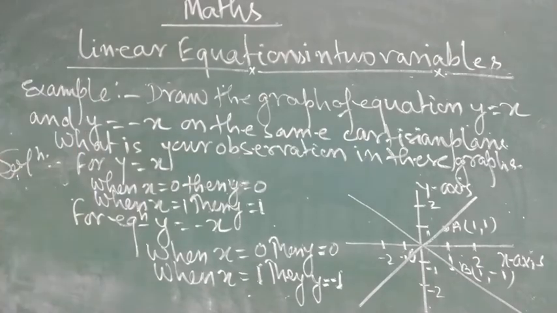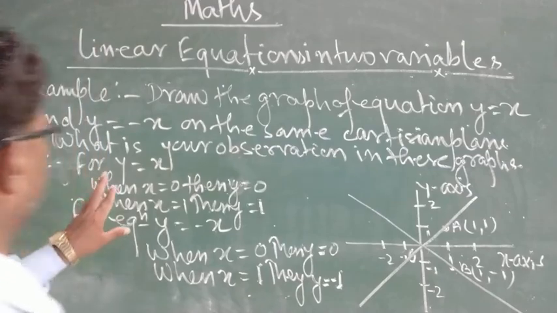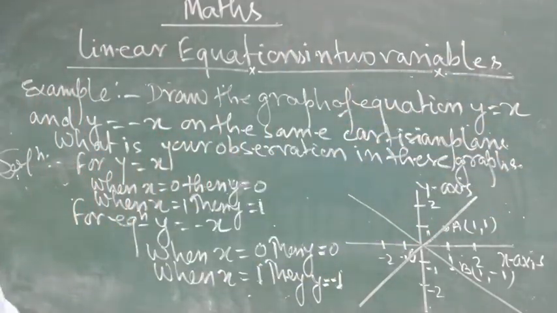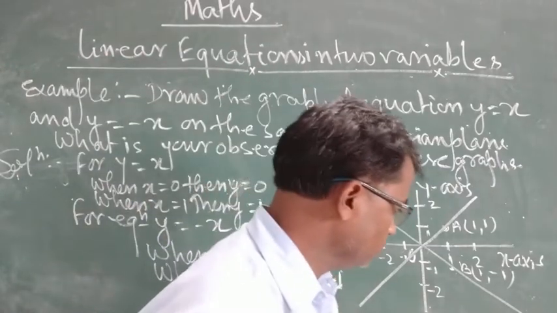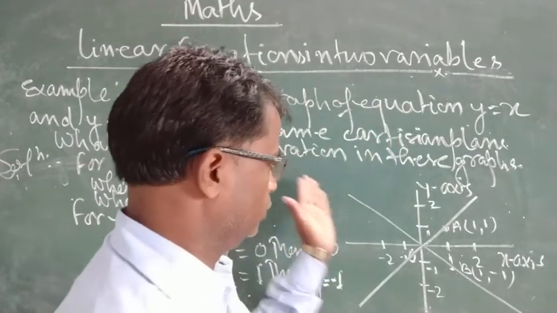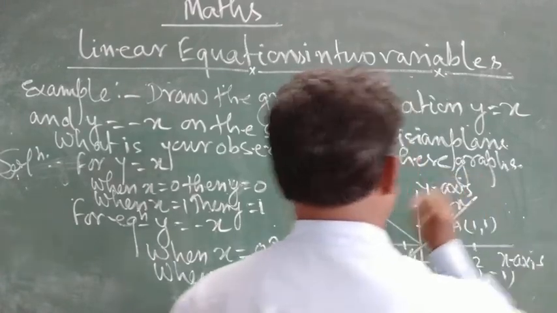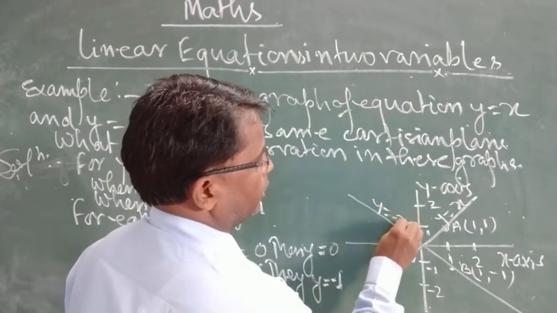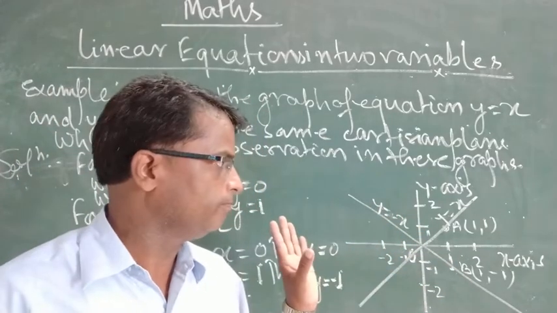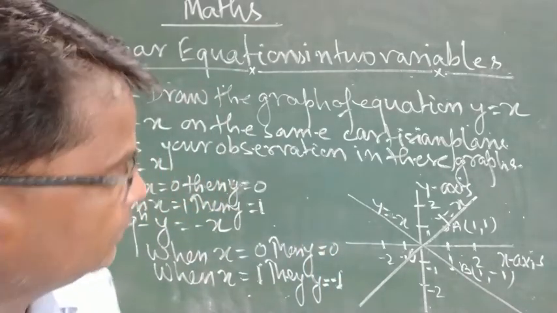You see? Then what is the conclusion? What is your observation in this graph, dear students? These 2 lines are intersecting lines. Here you write y is equal to x, and here you write y is equal to minus x. These 2 lines are intersecting lines. Clear? After this, one more question I will discuss here.